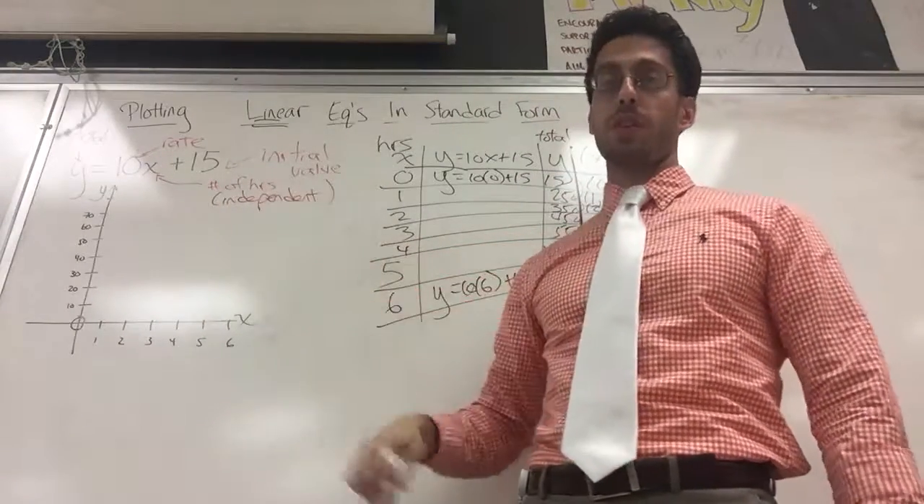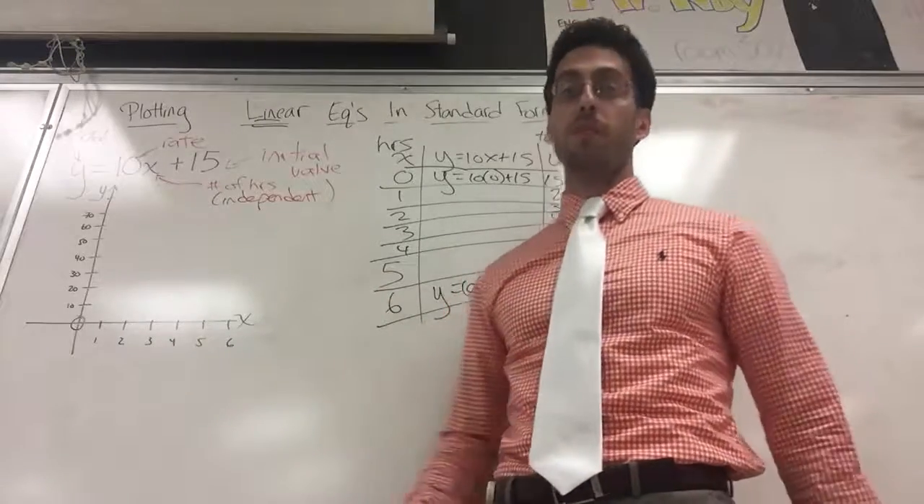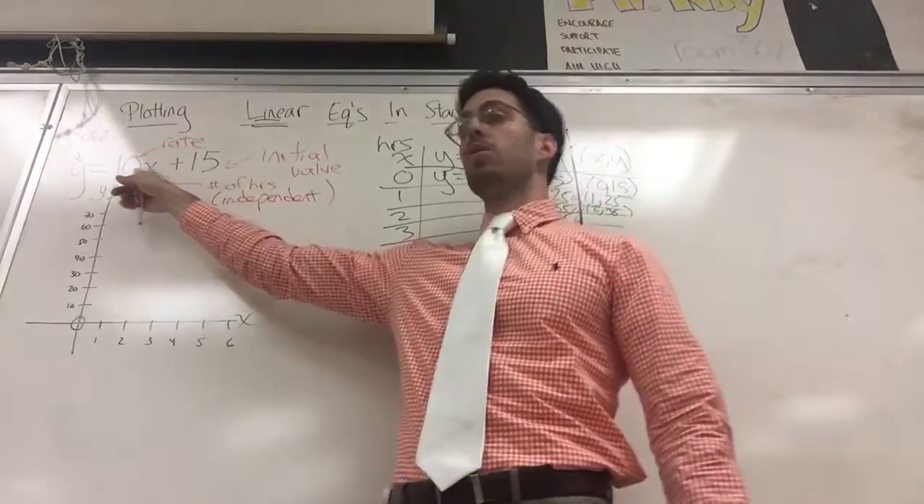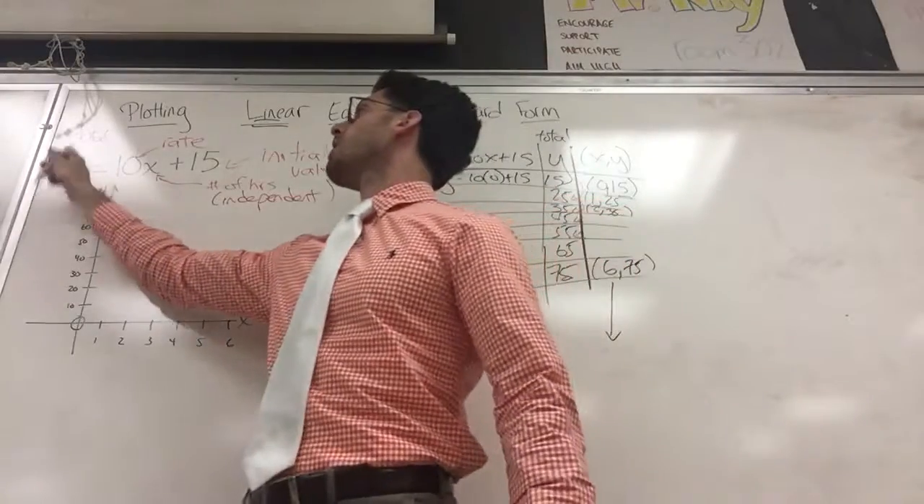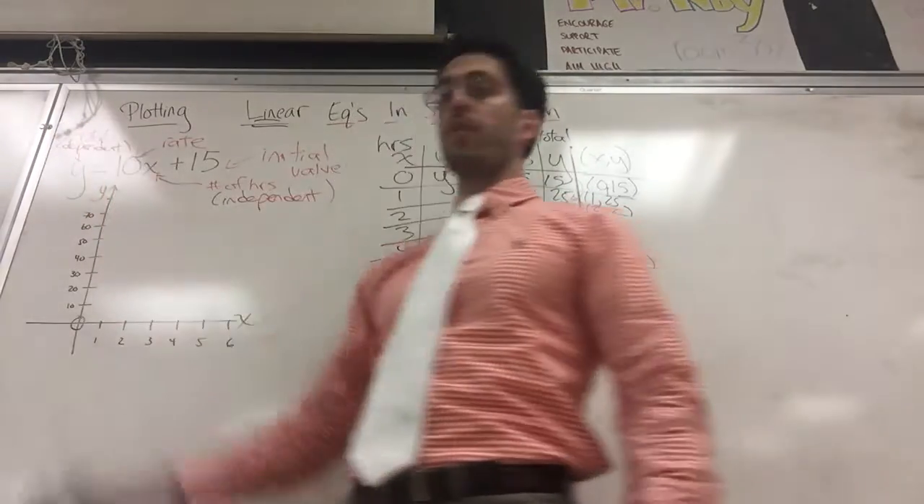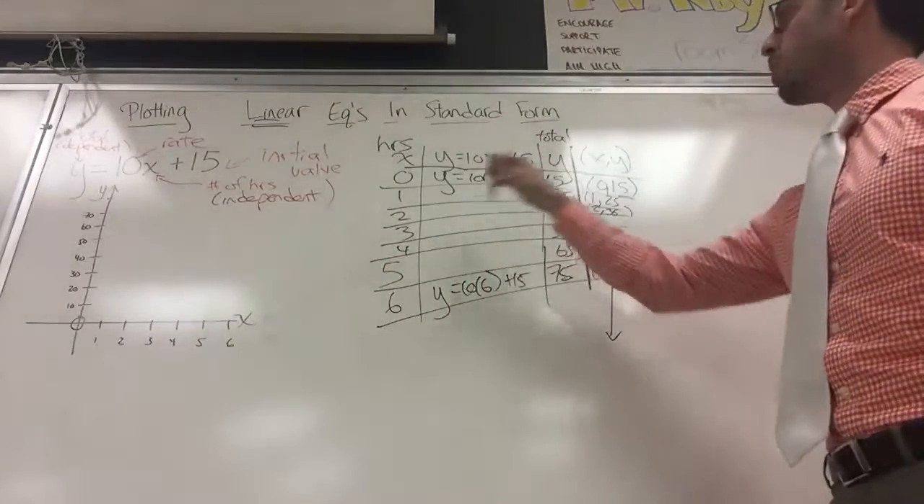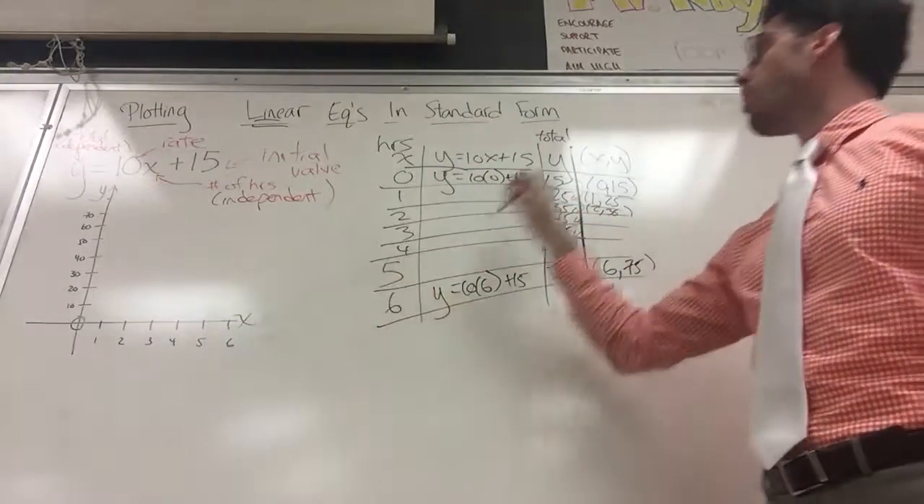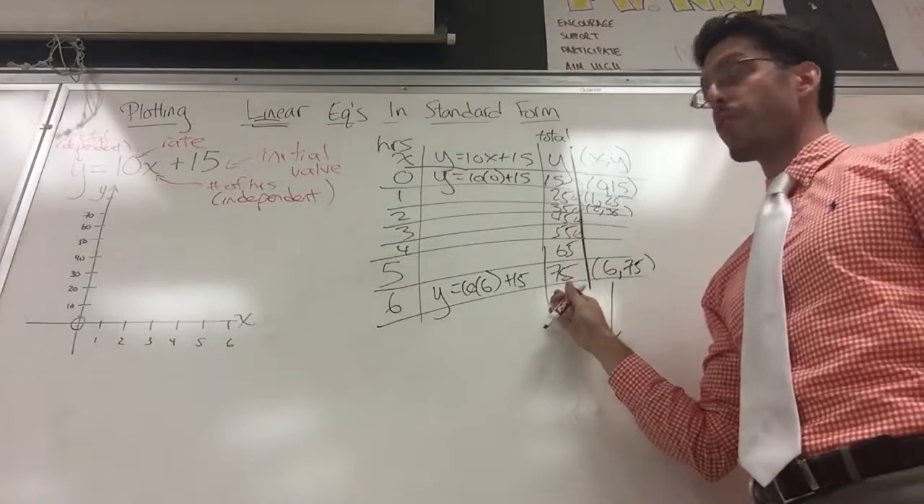A lot of vocabulary in this, so you might want to have a graph paper and some vocabulary. Independent variable, x, which makes y the dependent variable. Okay, so my input, also known as independent variable, my output, also known as dependent variable.